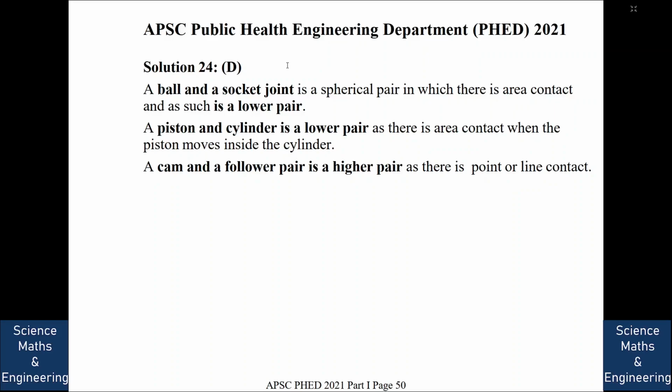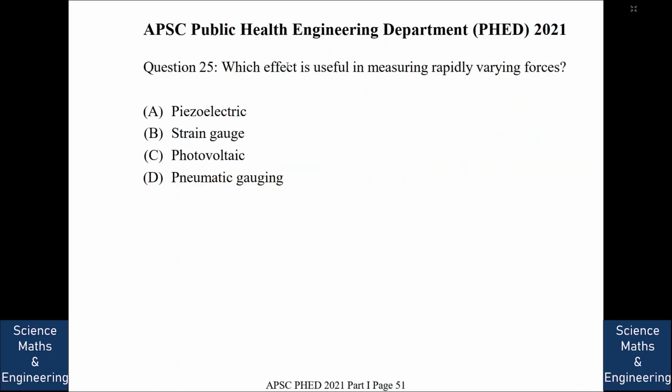Now the joint of our arm with our shoulder is a ball and socket joint. Then a piston and cylinder is also a lower pair, as there is area contact when the piston moves inside the cylinder. So these are lower pairs. And a cam and follower is a higher pair, as we know it is a line or point contact, so it is a higher pair. So we'll go to the next question.